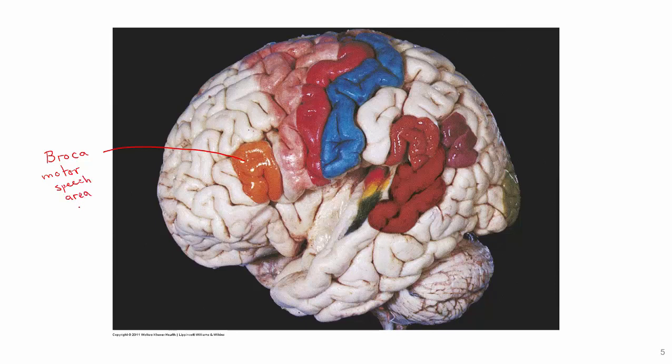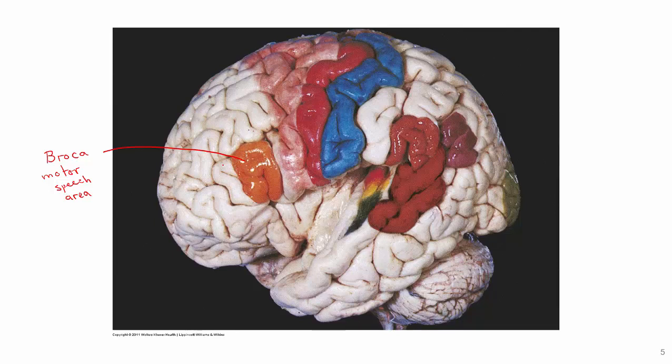It is responsible for, no surprise, the ability to form words, to articulate words in the motor sense of it. So if you have a stroke, especially in the left hemisphere, and it affects this particular area, the Broca area over here, what you will end up with is something known as Broca's aphasia. Aphasia is the lack of ability to communicate or to talk.